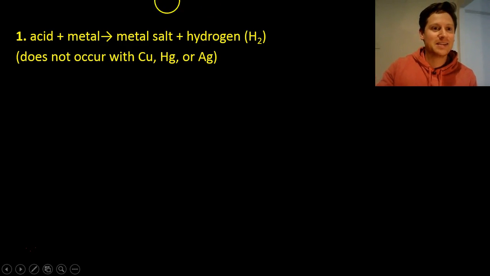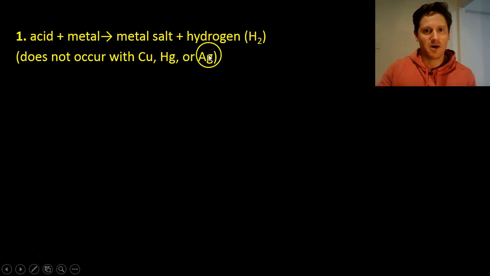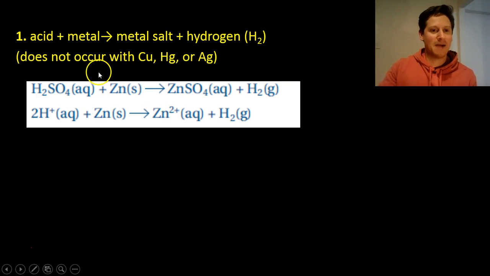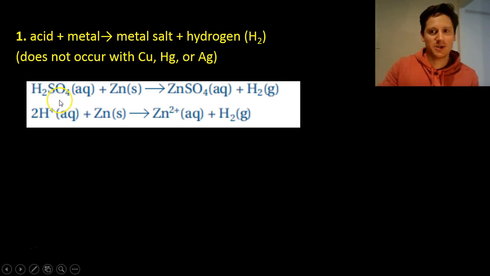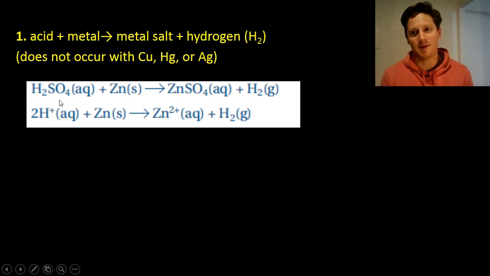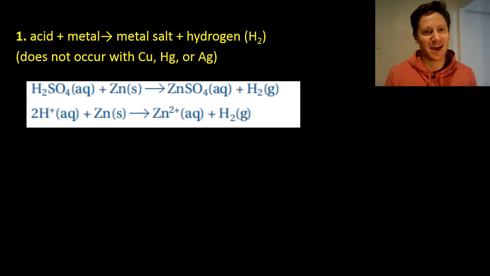Now this doesn't occur with some less active metals like copper. Mercury is a liquid, it's not going to work very well. You're not going to really have access to that anyway, because that's quite toxic. And silver as well, too expensive for us, let's be honest. So an example for an acid plus metal equation, I'm going to stick with H2SO4. You guys know what that one is, right? You guessed it, it's sulfuric acid.